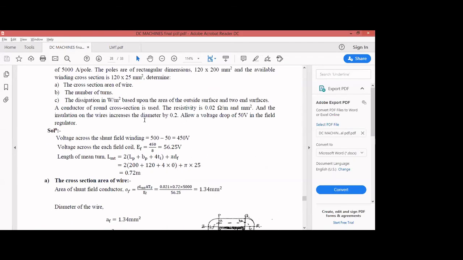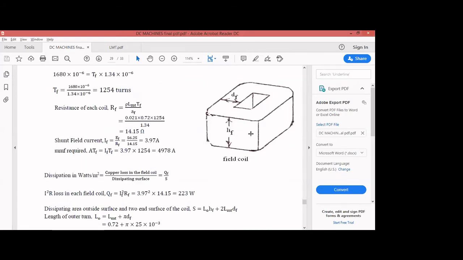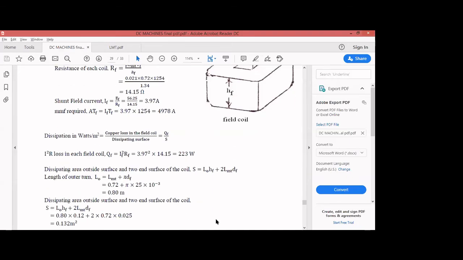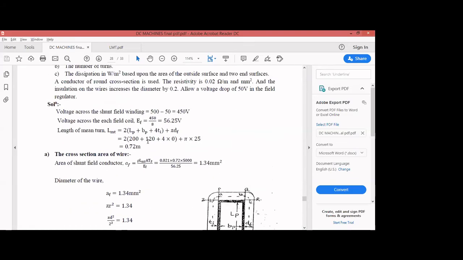And what do you have to calculate? You have to calculate the dissipation in watts per meter square based on the area of the outside surface and the inside surface. Outside surface, so you have to calculate the power dissipated in the outer surface and the inside surface. Inside surface means the upper part, the top portion, and the bottom portion. That you have to calculate. Okay, let us solve the problem.